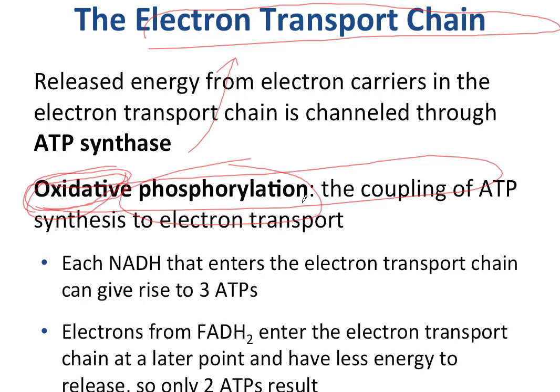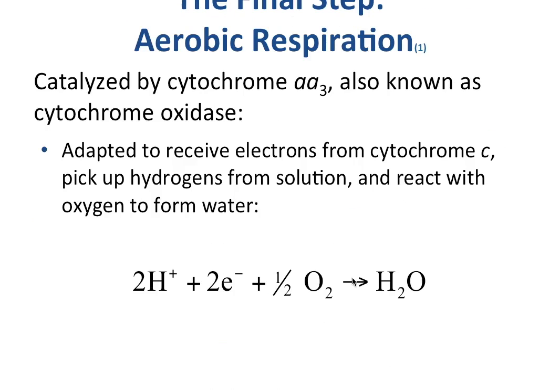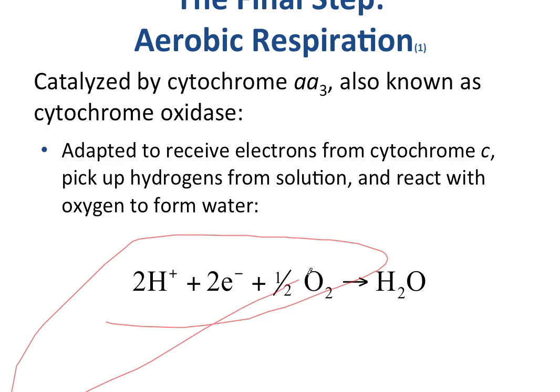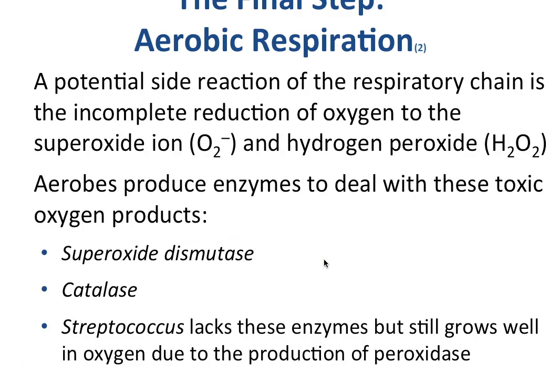Each NAD can produce 3 ATP, and one FAD can produce 2 ATP. So this is oxidative, for aerobic respiration. We can see hydrogen and the electron will be accepted by the free oxygen to make water.